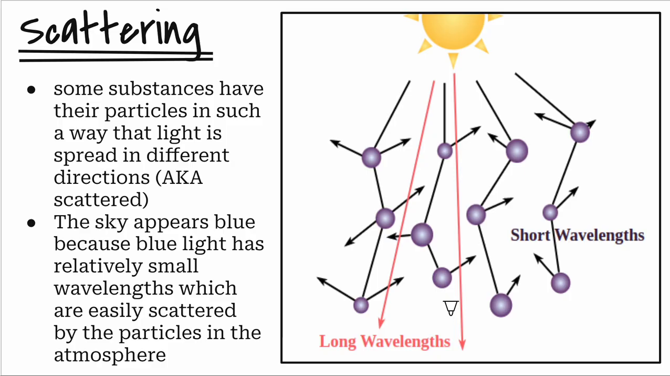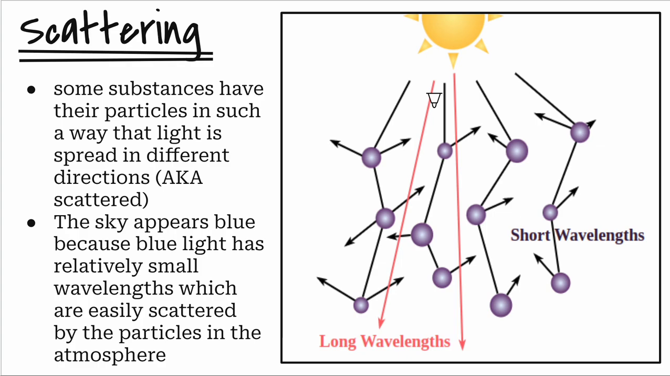So when we look up into the sky, the reason the sky appears blue to us is because the shorter blue wavelengths are being scattered and spread out across the sky. They are still reaching our eyes, but not as directly, and they're being scattered all throughout. So we perceive the sky as being blue.